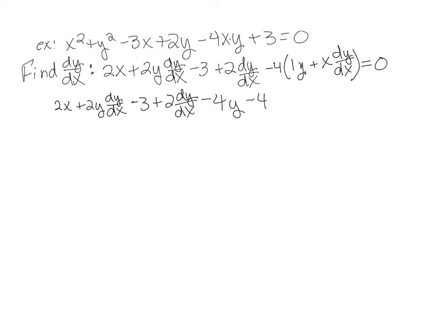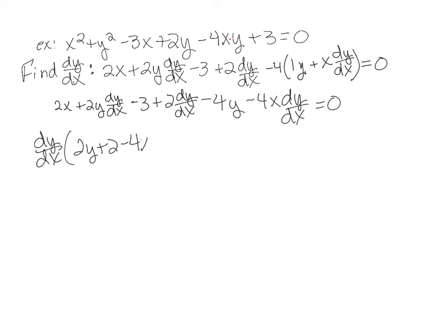And I don't really care about the y's at this point. It's the dy dx that I care about. I want to get all of my dy dx pieces together and then factor out the dy dx. So how many dy dx's do we have? We have 2y plus 2 minus 4x. And now the other bits, and equals 0.